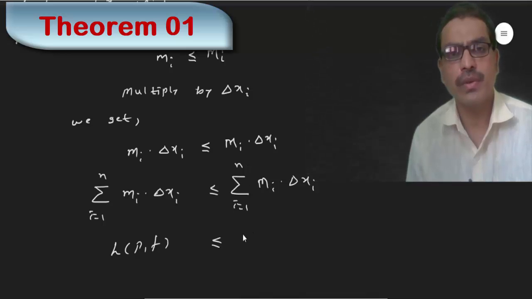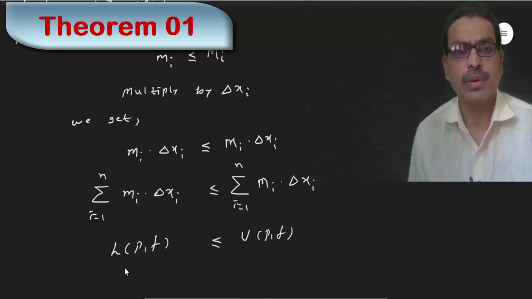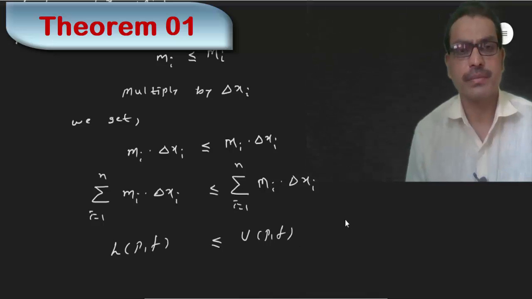This one is equal to U(P,f). Therefore, here the lower Riemann sum is less than or equal to the upper Riemann sum. Also called, the lower Darboux sum is less than or equal to the upper Darboux sum. This is the proof of this theorem.